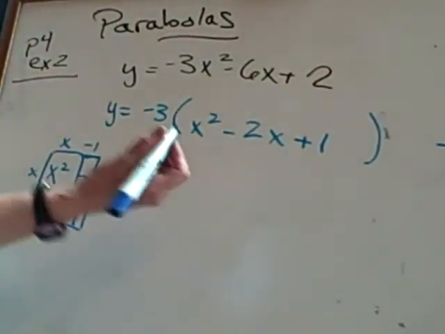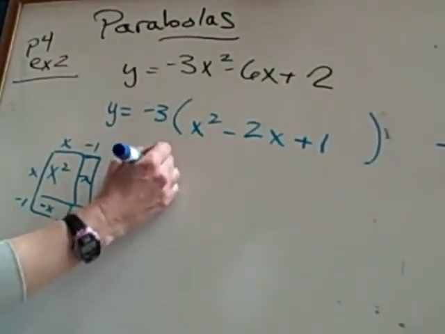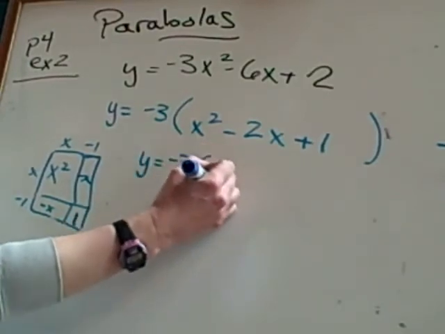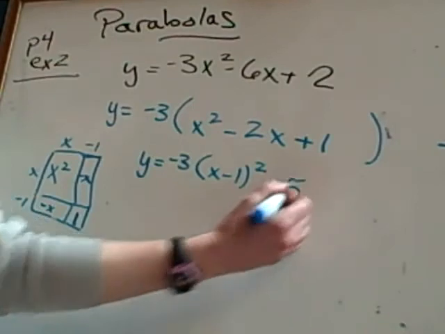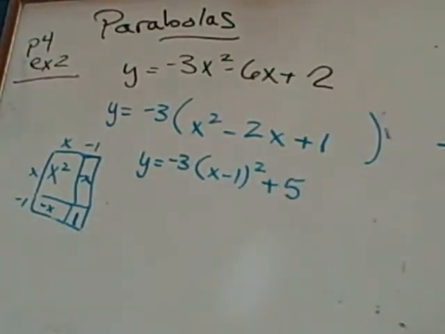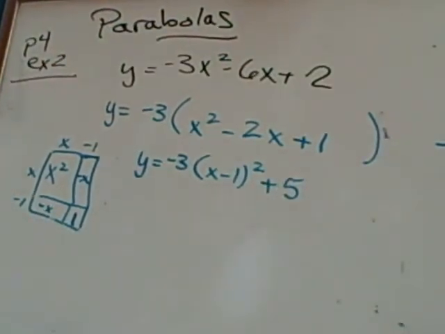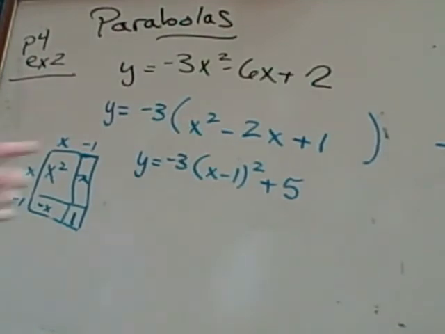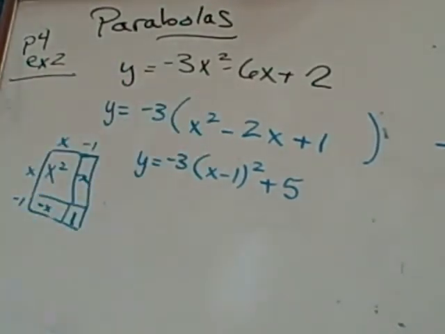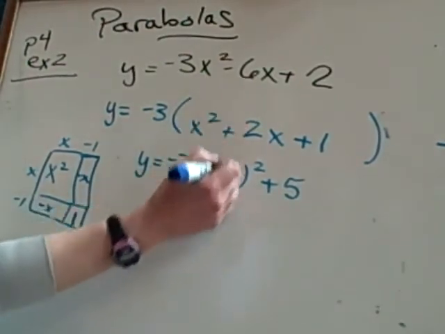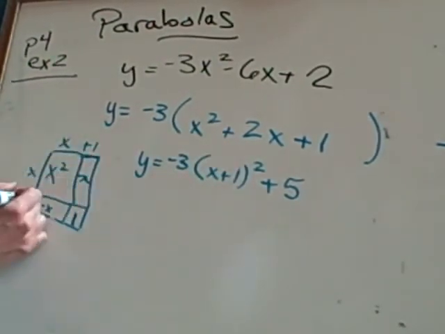Now let's rewrite this as a perfect square. y equals negative 3 parenthesis (x minus 1) squared plus 5. Now, wouldn't that be x plus 1? Because you factored out a negative 3. Oh, did I? Hold on. Yes, sir. This should have been a plus 1 here.